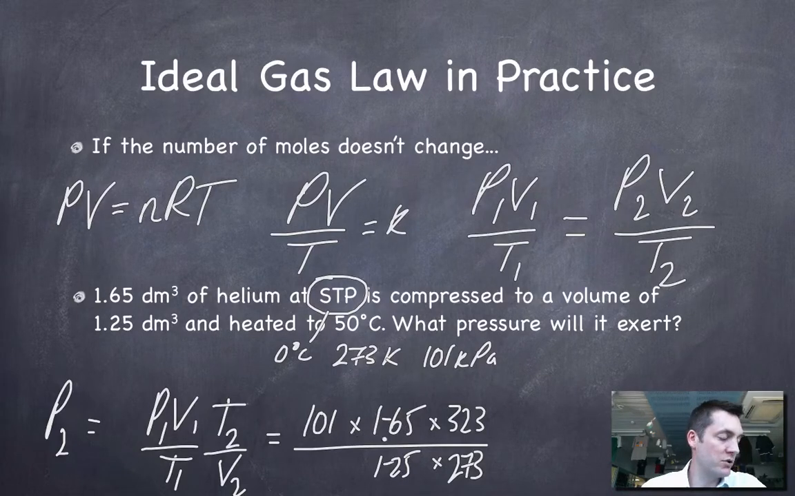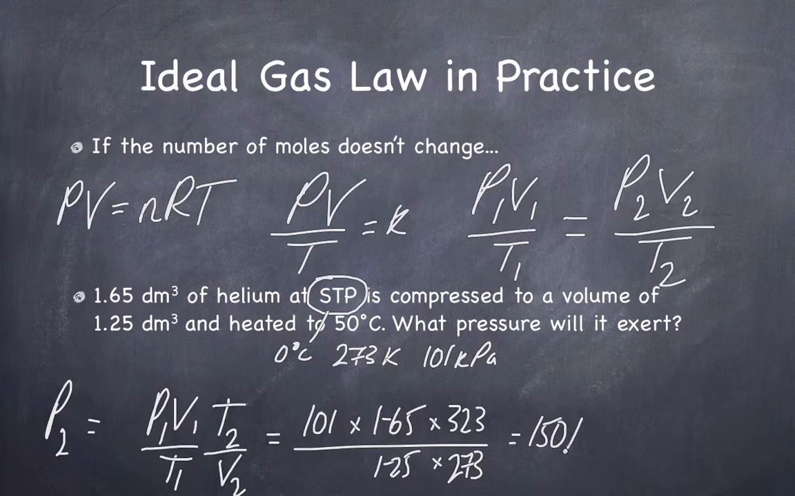Okay, and if I do the number crunching there on my calculator, then what I find is that my new pressure is 149.4 kilopascals, but I've only got two significant figures here, so my answer to two significant figures is going to be 150 kilopascals, or rather 1.5 times 10 to the 2 kilopascals if I'm really going to be strict about my significant figures. Okay, so that's how we use the ideal gas law, right?